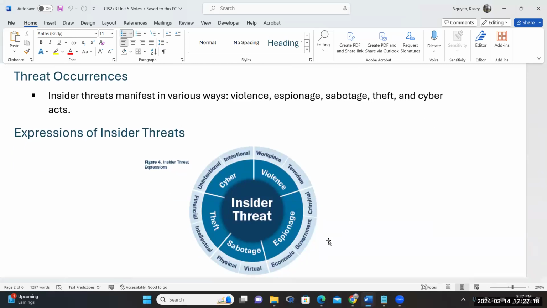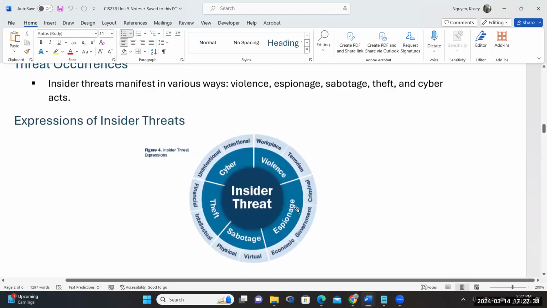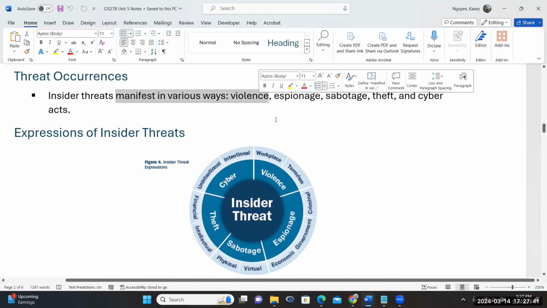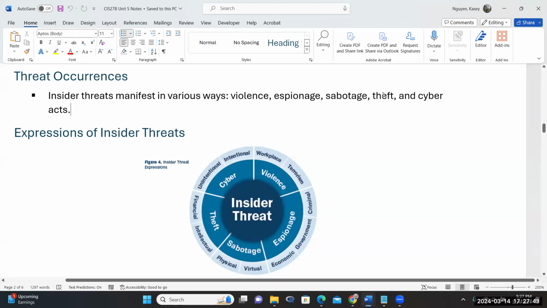So these are your industry expressions of insider threats, as you can say. We already talked about intentional and unintentional, and that would be in all areas. I borrowed this picture from one of the articles. But you would see that it would manifest into violence, espionage, sabotage, theft, or even cyber acts. And because of physical security, we have to mind all of these things.